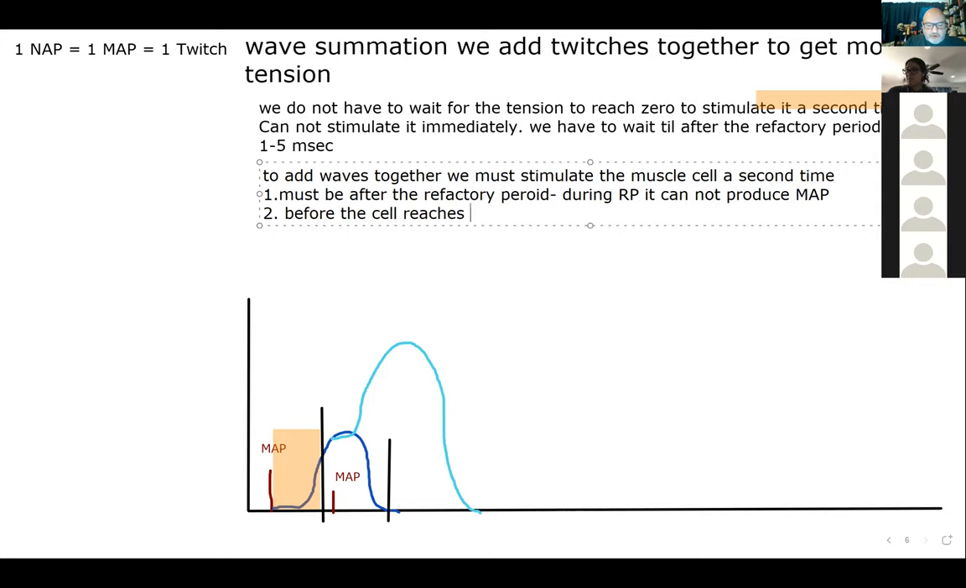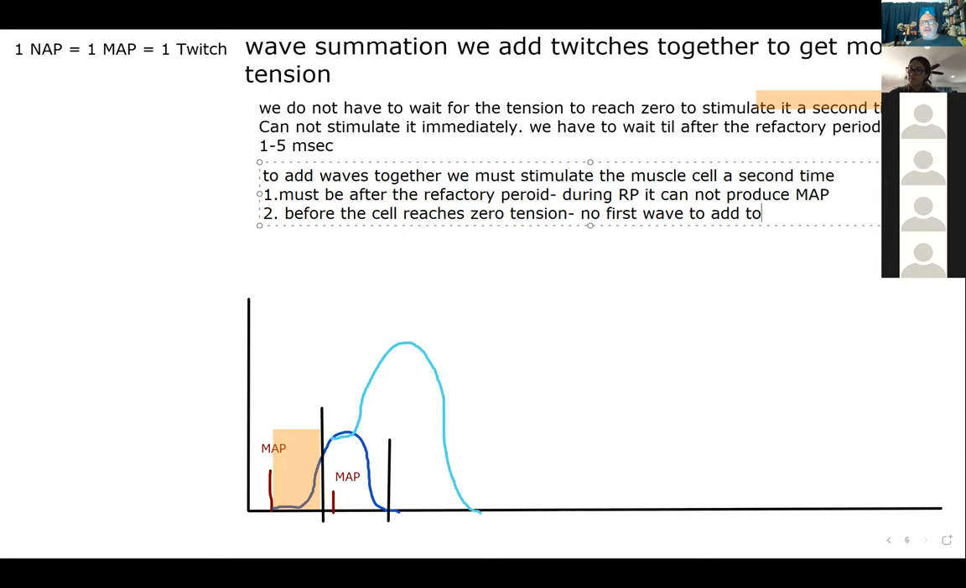Why does it have to be before the cell reaches zero tension? Because it'd be at like a resting. Right. Well, exactly. Or it'd be at zero. If the tension is zero, are we adding waves together? No. So notice if the tension reaches zero, there's no first wave to add to. It would be before the cell reaches zero, not before the relaxation phase? Not before the relaxation phase, before the tension reaches zero. It can be during the relaxation phase.